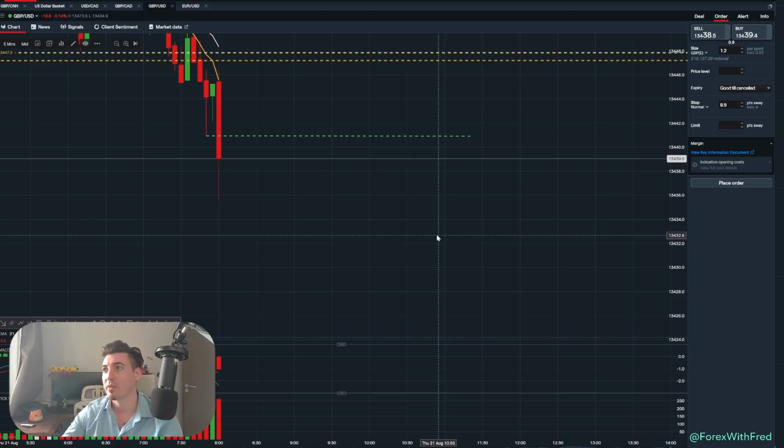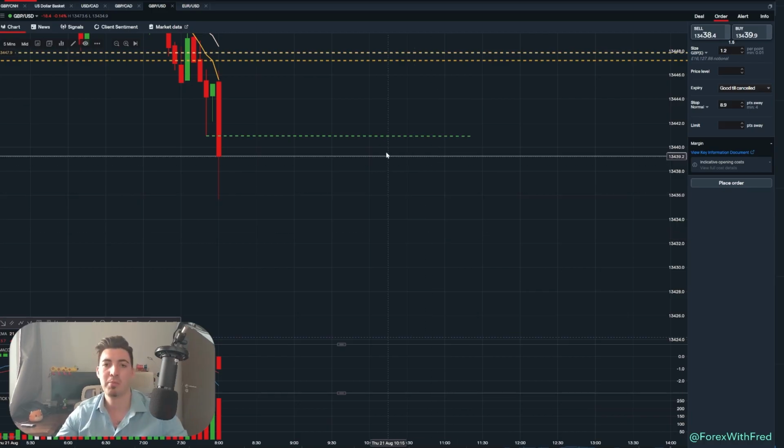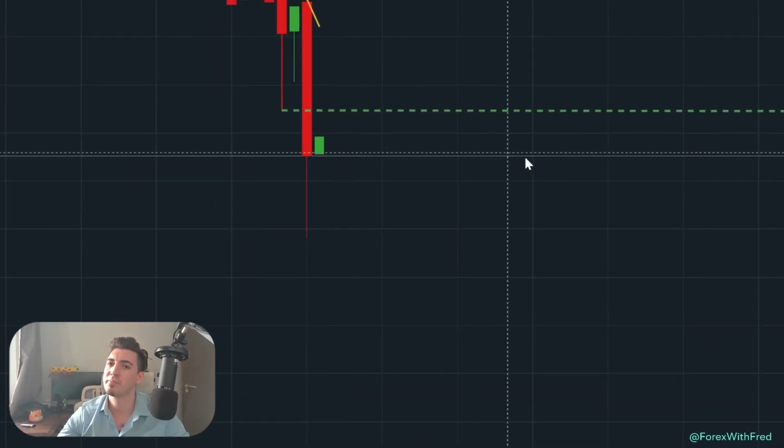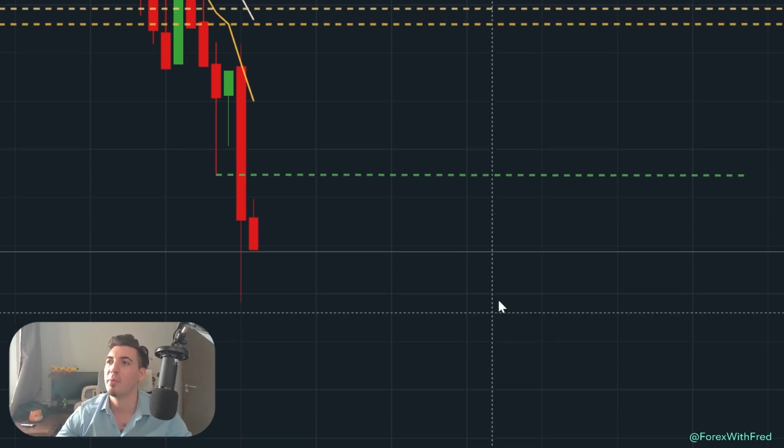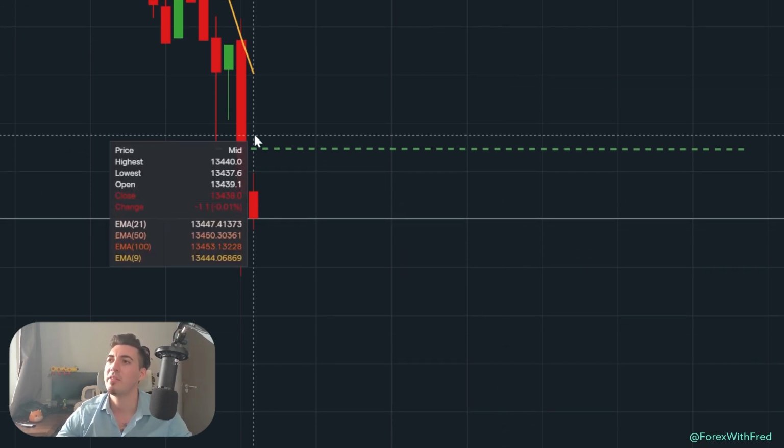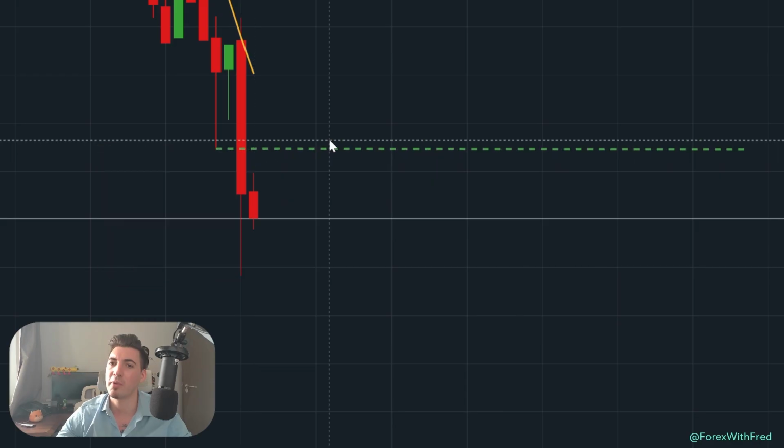Here we go. Next candle should come out now. Please be a red. Oh, it's green. That's horrible. Ah, there we go. There we go. At least the body closed below that low.